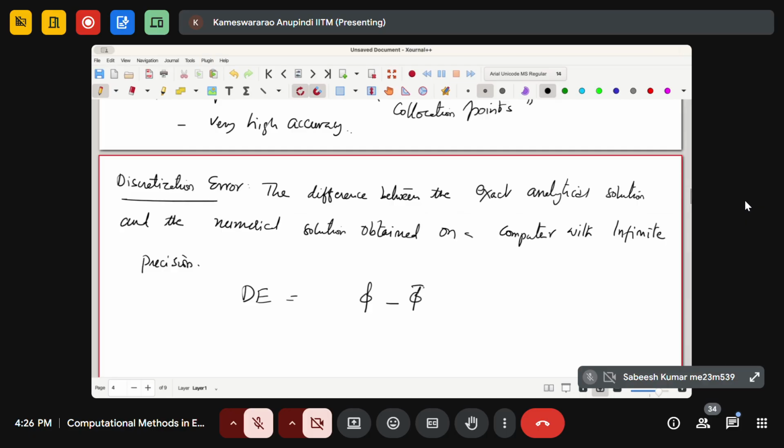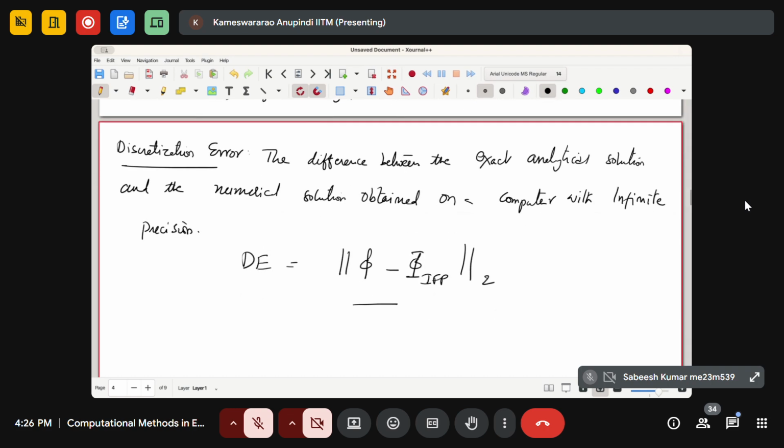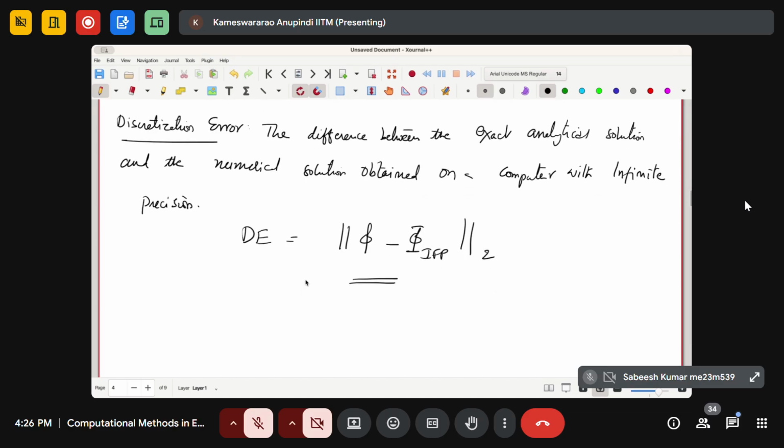Obtained on an infinite precision computer. That means this is something that we don't have access to, right? Because all the computers we have are finite precision computers. But this difference between the exact solution and the numerical solution, capital phi, obtained on an infinite precision computer, we call this the discretization error.